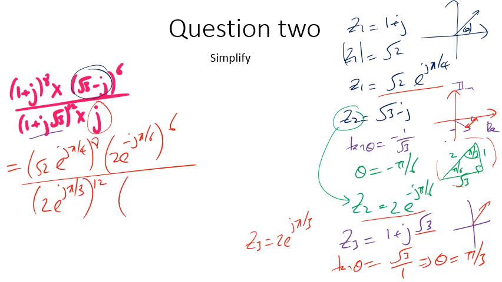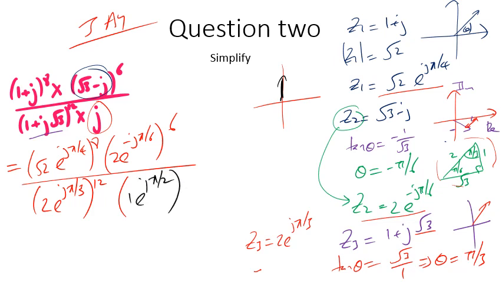And j, not this j. So that j would be pointing along here. So that will just be 1 e to the j pi by 2. That's the angle. And look what we've got here. Now we've gone back to like what? Grade 8. Just simplification using exponentials.